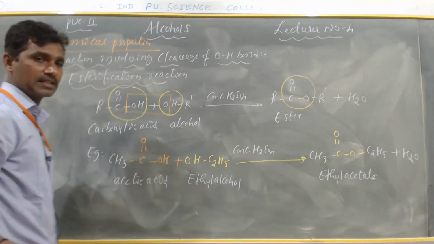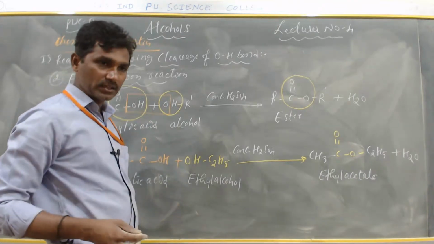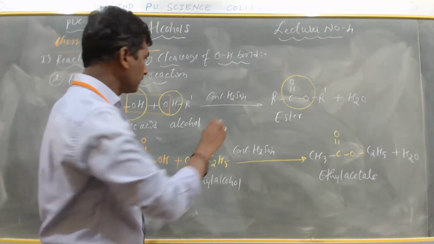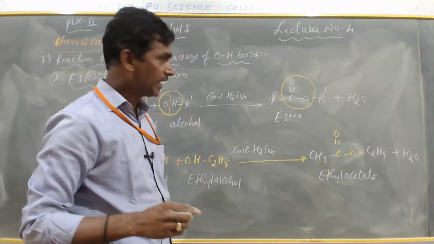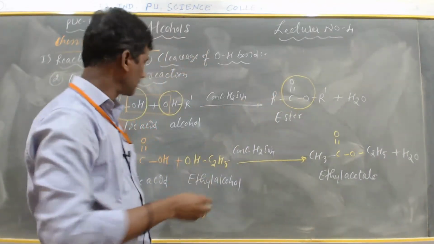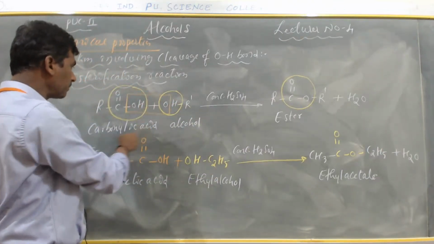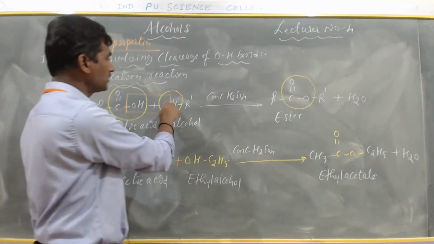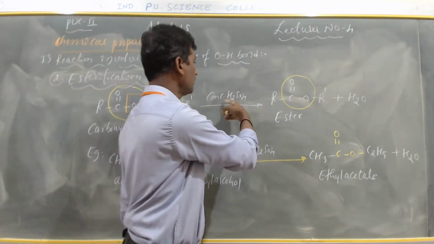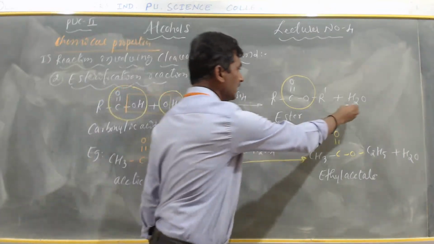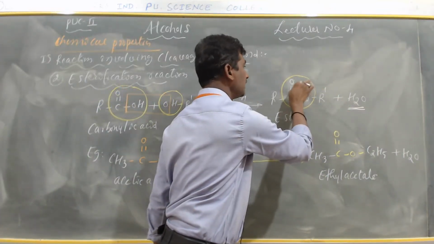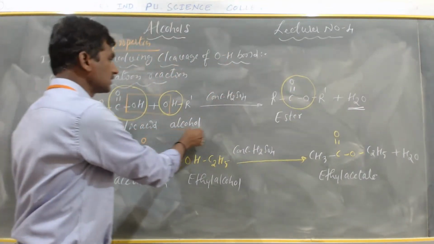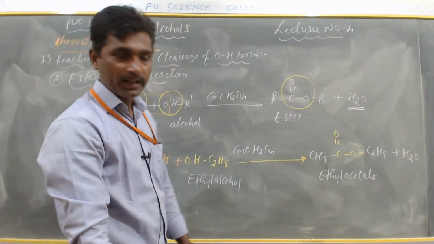In the examination, one more question: what is esterification reaction? Carboxylic acid reacts with alcohol in the presence of concentrated H2SO4 as a dehydrating agent, and it gives an ester. This yellow circle indicates the complete C double bond O. OH is the carboxylic functional group, and OH is the functional group of alcohol. Concentrated H2SO4 is a dehydrating agent, it removes the water molecule. Finally, it gives C double bond O, the functional group of an ester. Carboxylic acid reaction with alcohol gives an ester, called the esterification reaction.